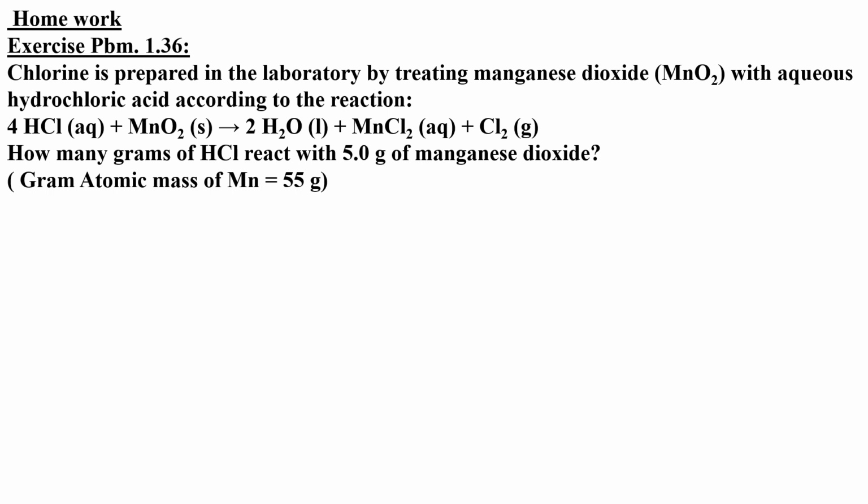Now you need to find out the amount of HCl which will react with 5 grams of manganese dioxide. And another thing, atomic mass of manganese is 55 u. This is not given in your textbook. Okay, so I think you need to memorize this.